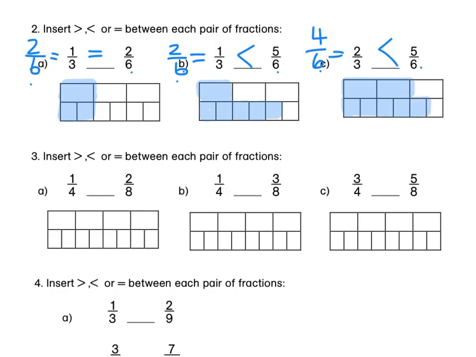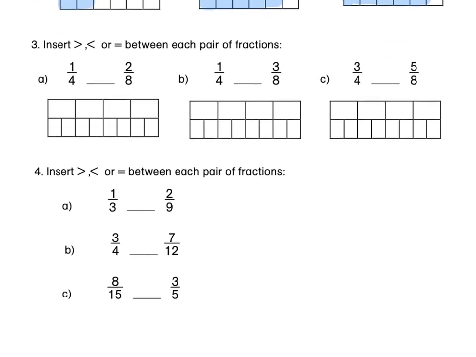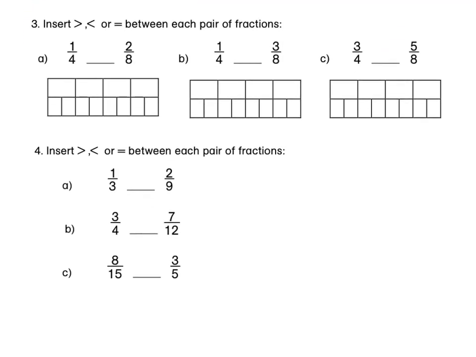Let's move on to number 3. Again, insert greater than, less than, or equal to between each. So we've got 1/4 at the top there compared to 2/8. We can see that those two are exactly equal, and times the bottom by 2, the top by 2. So we know that 2/8 is equal to 1/4, and that's why these two are equal.